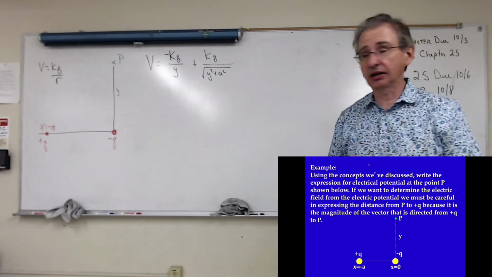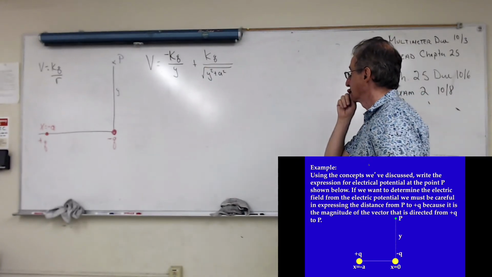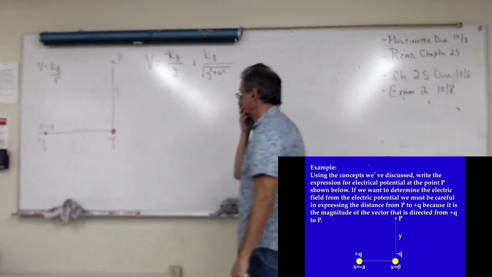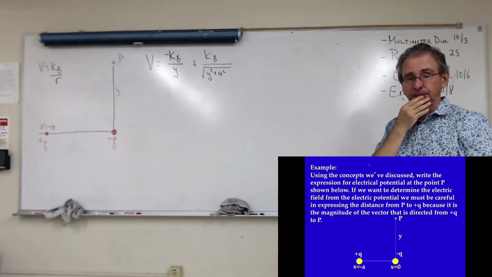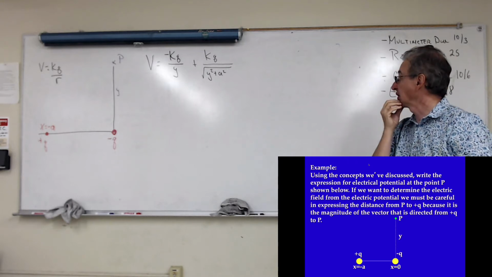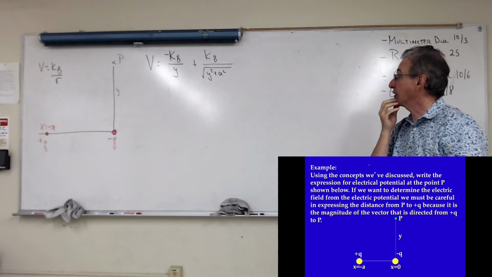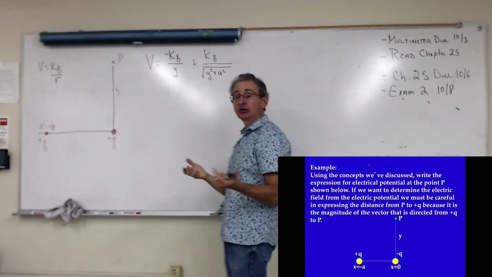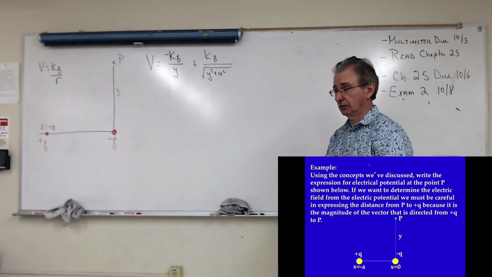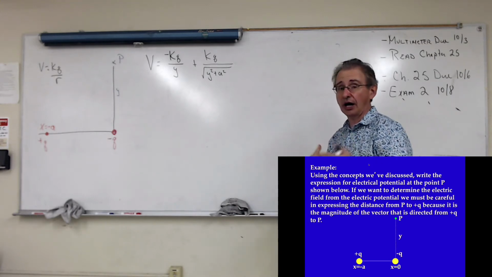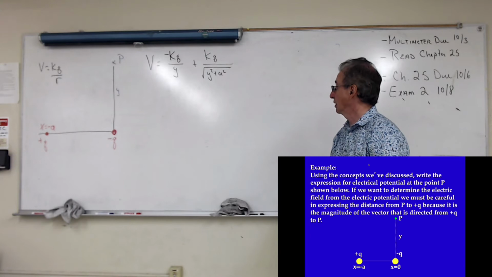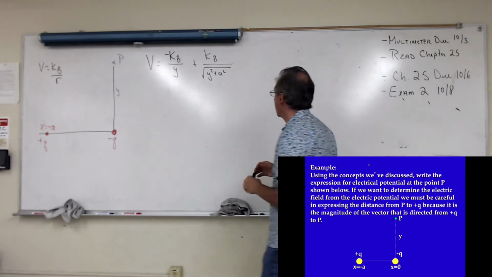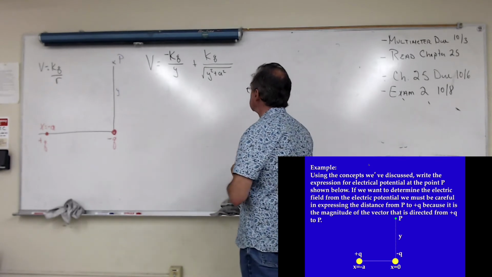What if I wanted to calculate the electric field at this point? If I wanted to figure out the electric field at this point, I would need to know how V varies with y and how V varies with x. So I have to make this more general and then take derivatives. So let me write this in a more general form.